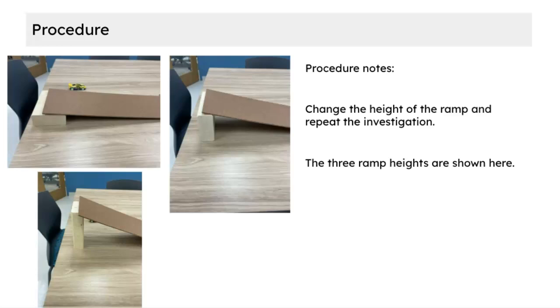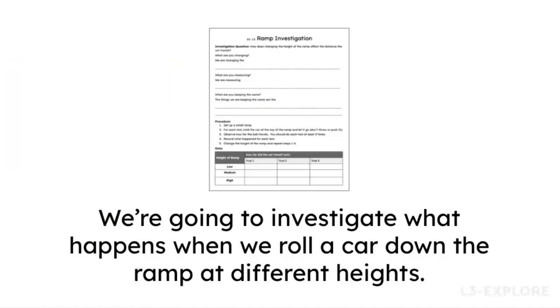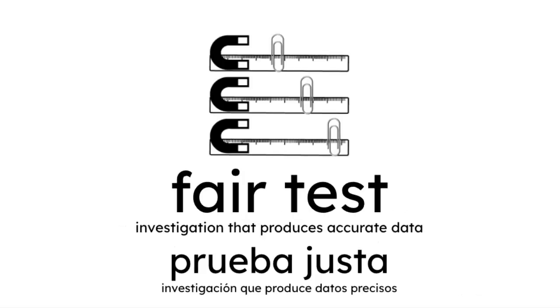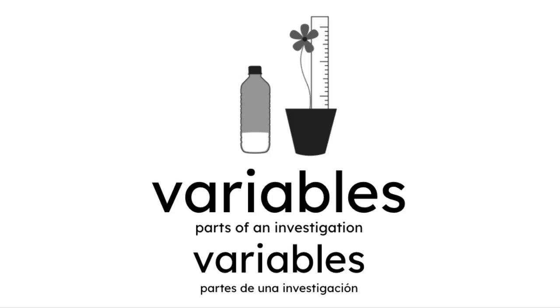Be sure to see the teacher tutorial slides showing the setup. They are linked in the teacher guide. Students will use the ramp investigation student journal page to record the distance of the car for each scenario. You can post and discuss the FAIR test vocabulary card and the variables vocabulary card.